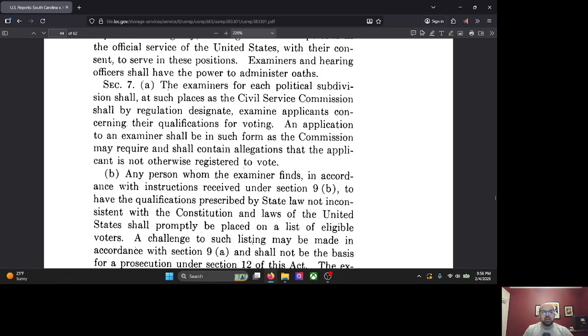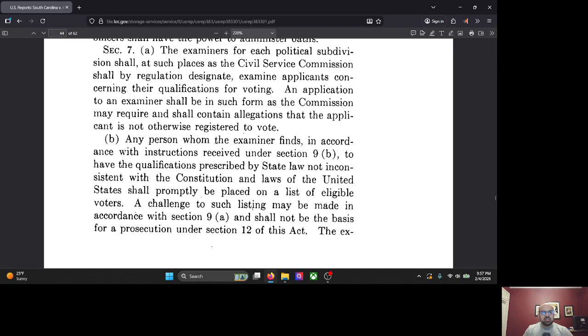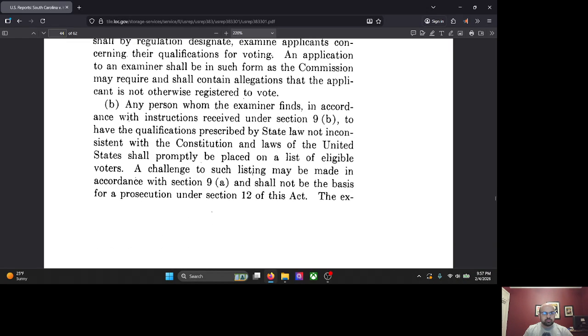Section 7A. The examiners for each political subdivision shall, at such places as the Civil Service Commission shall by regulation designate, examine applicants concerning their qualifications for voting. An application to an examiner shall be in such form as the Commission may require, and shall contain allegations that the applicant is not otherwise registered to vote.